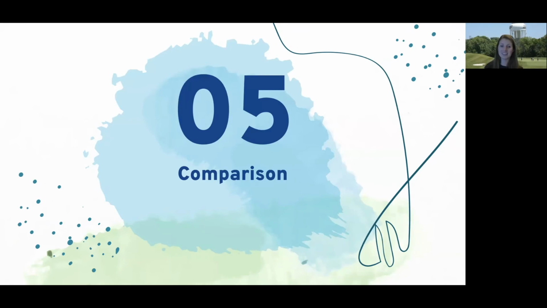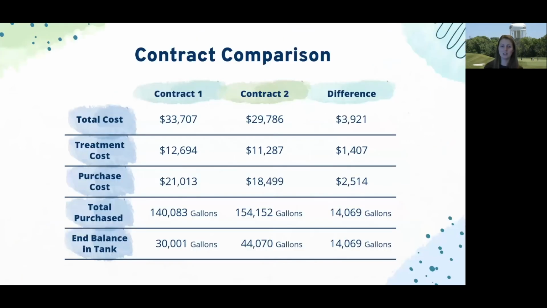All right, let's get into the comparison. So when you're looking at the difference between contract 1 and contract 2 when it comes to total cost, you see that there's a difference of $3,921, where contract 2 is the less expensive option. You see when comparing both the treatment cost and the purchase cost that contract 2 in both categories is also the less expensive option.